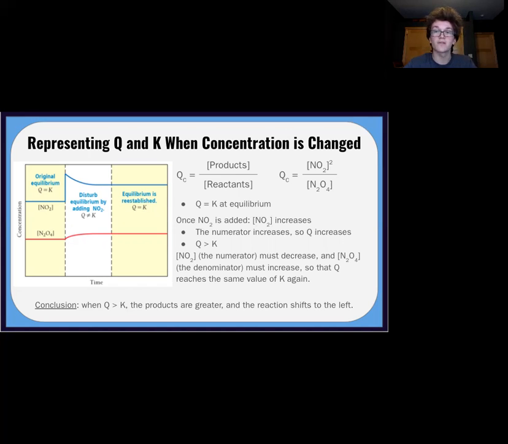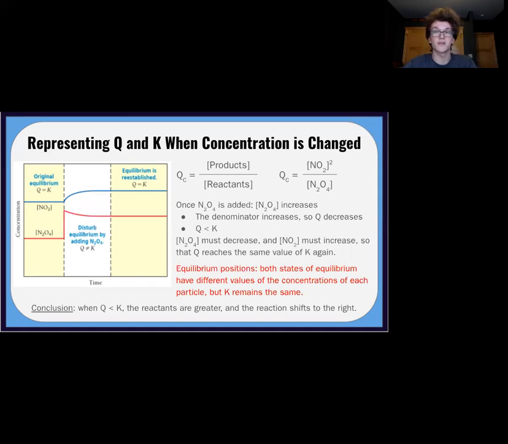This is seen in the graph as the concentration of reactants in red goes up and the concentration of products in blue comes back down until the system reaches equilibrium again. At that point, Q is now equal to K. What we learn here is that when Q is greater than K, the products are greater and the reaction will shift to the left.